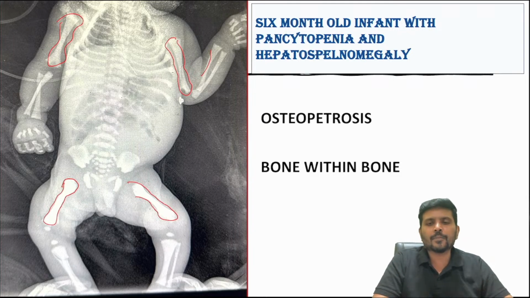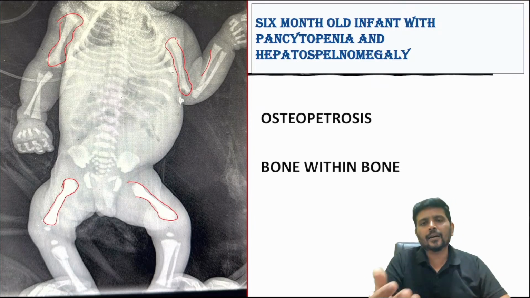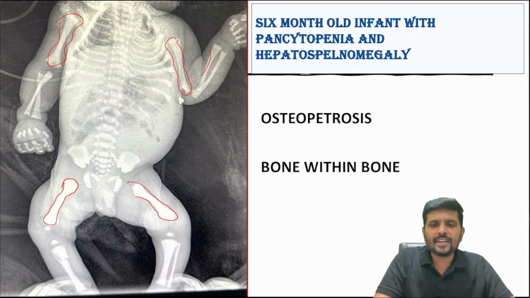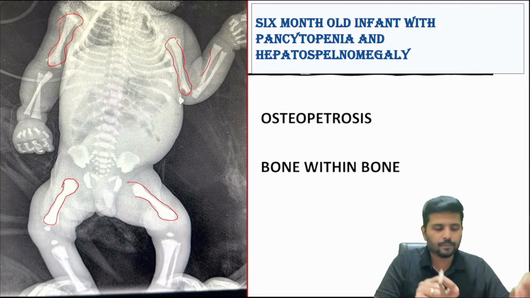Why hepatosplenomegaly? Because marrow cannot produce your blood cells, as a result of which your liver and spleen try to produce them, and you will get hepatosplenomegaly. So any child with pancytopenia, particularly an infant with hepatosplenomegaly, take an X-ray chest. When you see bone within bone, it is a case of osteopetrosis.